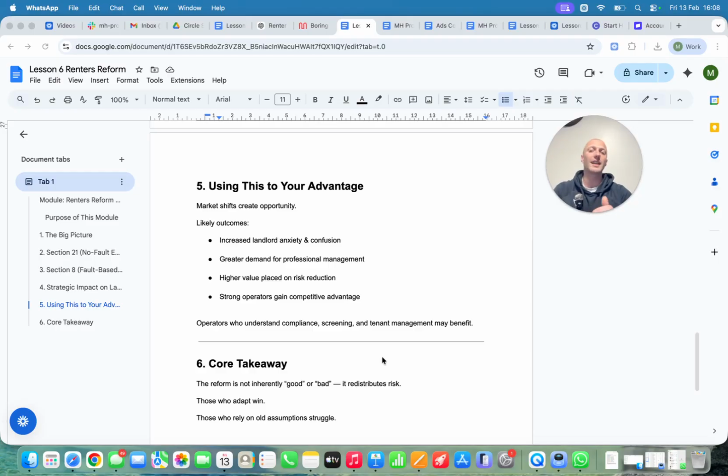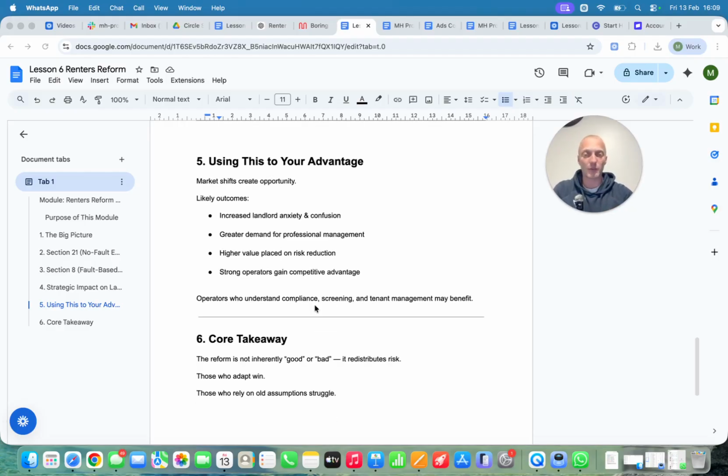So, increased landlord anxiety and confusion, greater demand for professional management, higher value placed on risk reduction, and strong operators gain competitive advantage. So this is where we come in, a strong operator, the safety net for the landlords. Section 21 still exists and we can be a good tenant. So understanding renters reform is very important. It is introduced and will be implemented in May 2026. So landlords are already thinking about this. There are probably plenty of landlords out there that are almost refusing to rent to tenants, and they need someone like you. So understand this process and you will win.